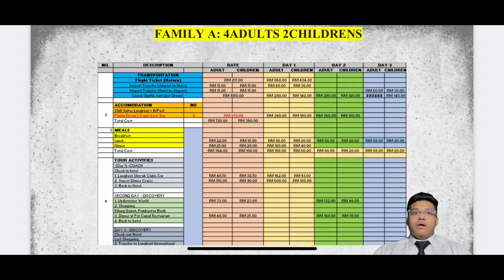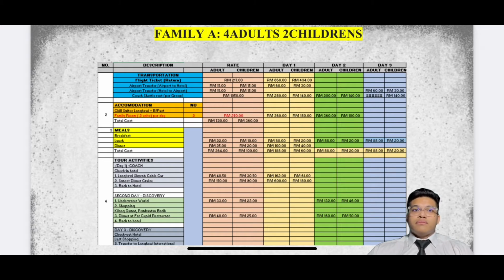For day 2, lunch is RM 88 and children RM 20. Day 3, RM 88 and RM 20. Total cost is RM 364 for adult, children RM 100. Day 1 RM 188 and RM 60. Day 2 RM 88, children RM 20. Day 3 RM 88 for adult and children RM 20.